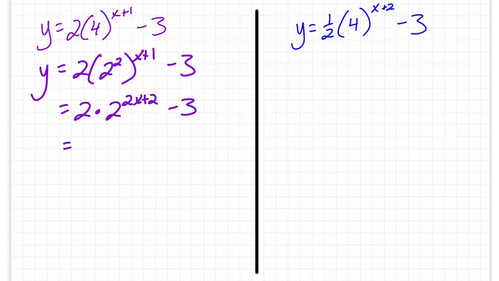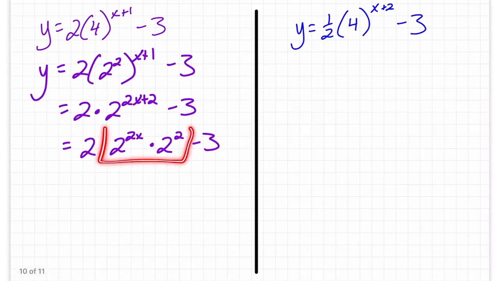Now I'm going to do a little bit of trickery here. It's not really trickery when you see it. I'm going to call this 2 times 2 to the 2x times 2 squared minus 3. Now, what's happening here, you may recall that when you learn about properties of exponents, that if your bases are the same, you can add those exponents. Well, I'm sort of undoing that property, if you will.